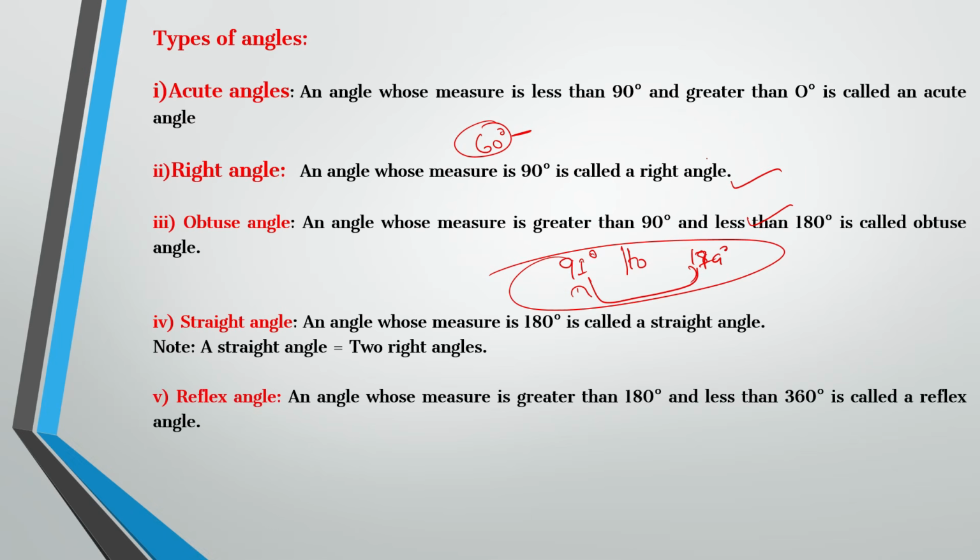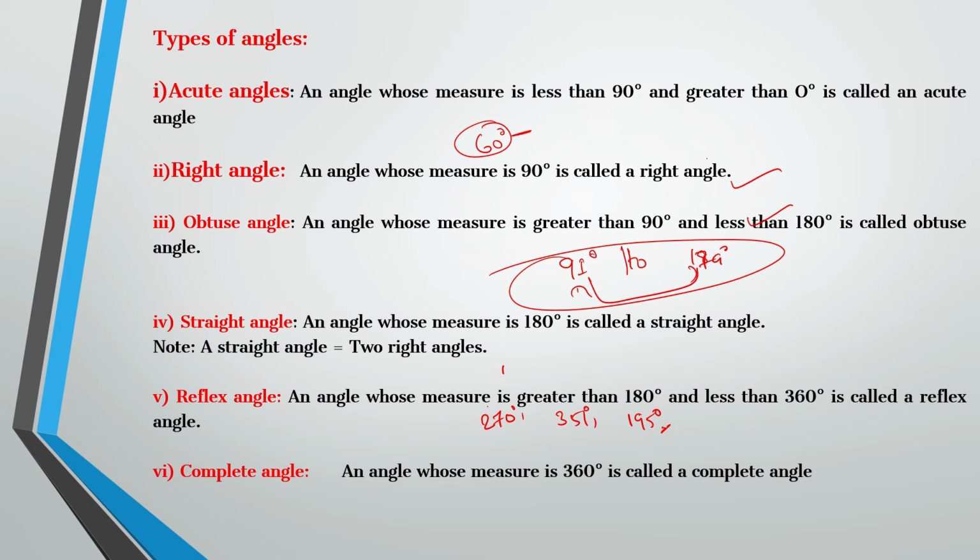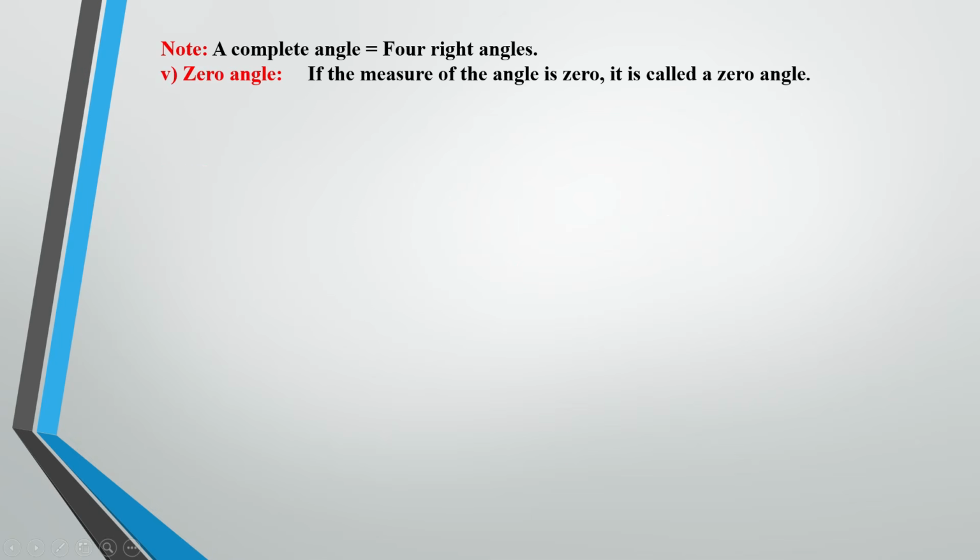And the reflex angle. An angle whose measure is greater than 180 degrees and less than 360 degrees is called a reflex angle. Examples of reflex angles are 270 degrees, 351 degrees, and 195 degrees. And the complete angle is an angle whose measure is exactly 360 degrees. The next type is the zero angle, an angle whose measure is exactly 0 degrees.